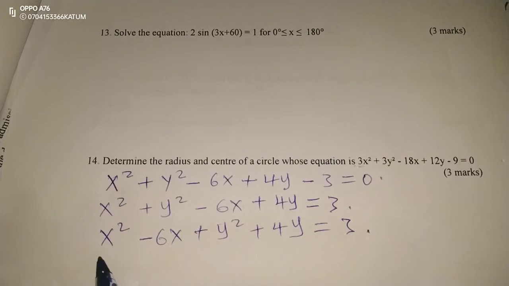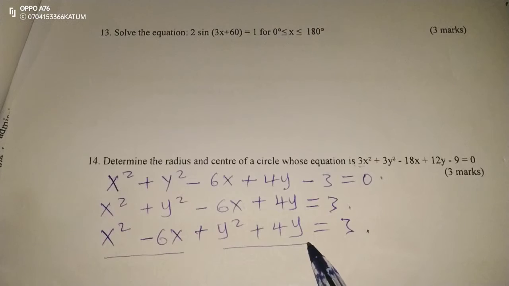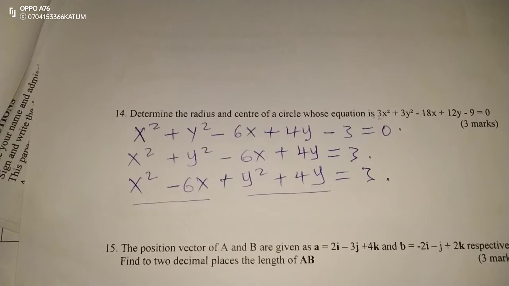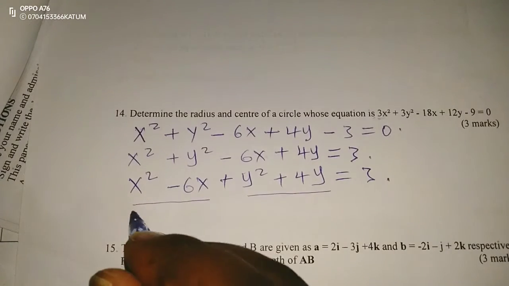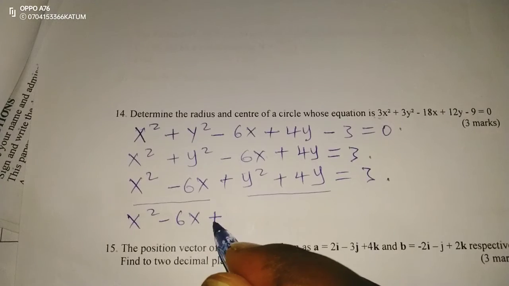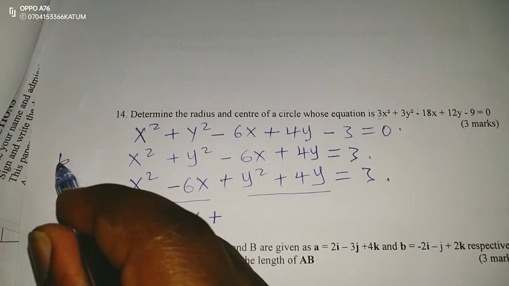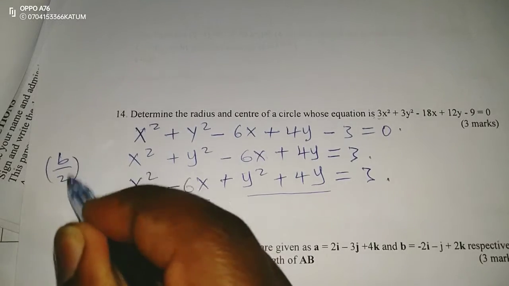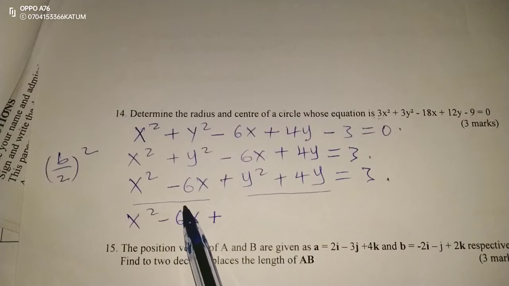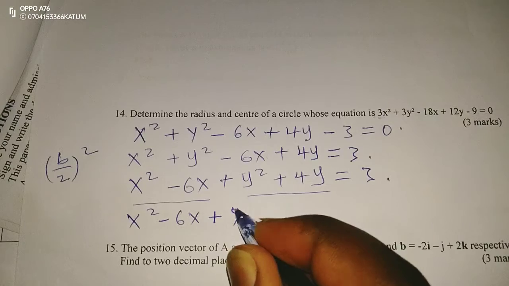So we complete the square for the part of x and also for the part of y. The constants we use to complete the square, we add to the side with 3. Therefore, this will be x squared minus 6x, then we add a certain constant. The constant is gotten by the value of b divided by 2, and we square. The value of b is negative 6. When we divide negative 6 by 2, we get negative 3, and on squaring it, it becomes 9.